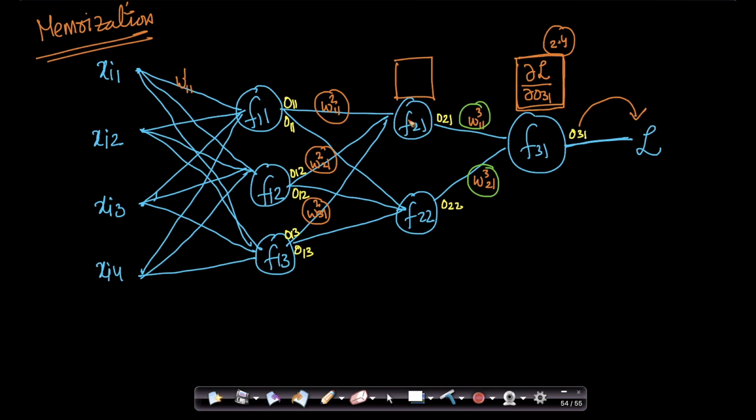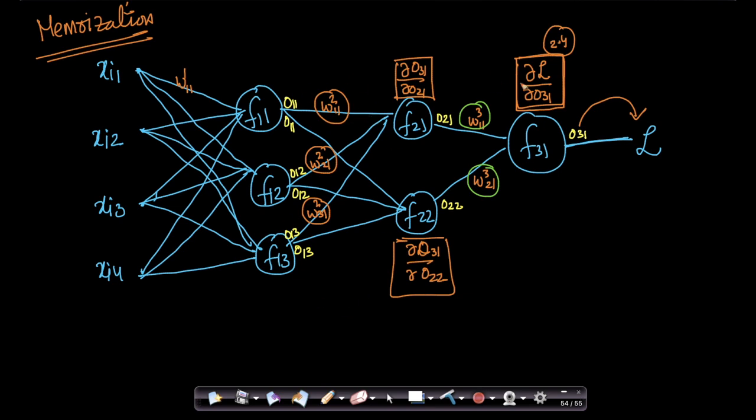What about here? The output here is O21. O21 impacts O31, so I will store the derivative of O31 with respect to O21 here. What do I store here? My output here is O22, which impacts O31. So I will store the derivative of O31 with respect to O22. And if I store it here, this derivative is useful everywhere here.